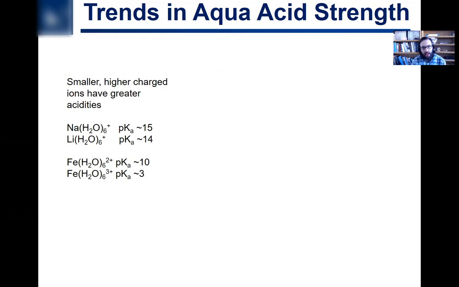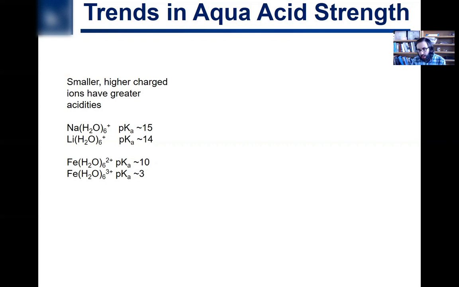Why would something that has a smaller size or higher charge give rise to greater acidity? Well, what is an acid? An acid is something that gives up a proton. And so if you have a higher positive charge, you want to shed positive charge away from you. So that explains why a greater positive charge would be more acidic.